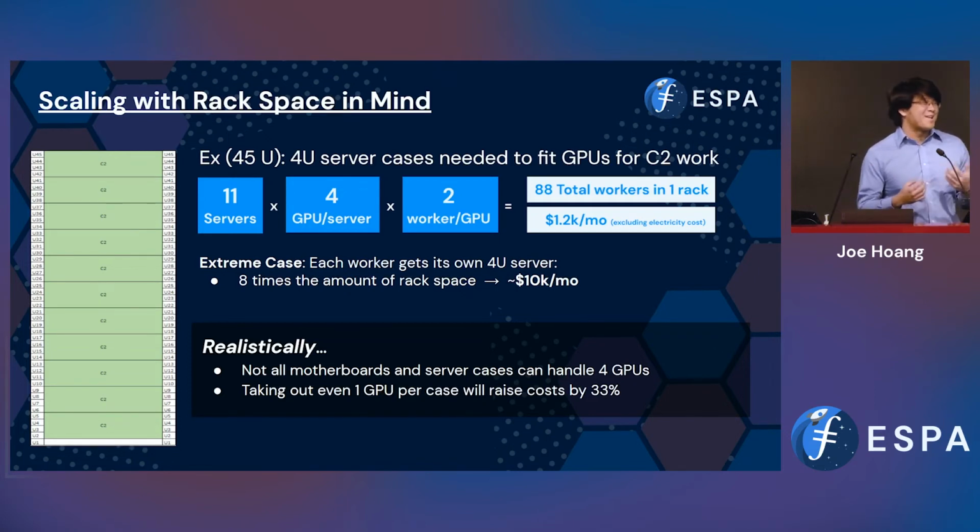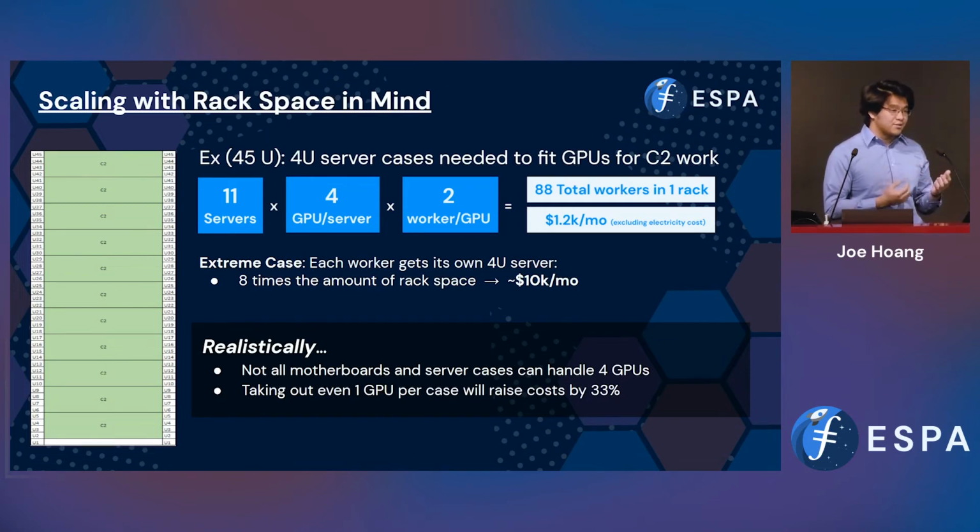Now that I've gone over that, let's go into this example that I created for why you want to condense your workers. So in this very, very simple scenario, I assumed a data center rack that can handle 45 U's. And then I also took a server that is 4U and then hypothetically fit what we usually put into our C2 servers. So if you recall, a C2 server will have 4 GPUs per server, and they'll have 2 workers per GPU, and then with 11 servers within the rack, that gives you 88 total workers in one rack. After some Googling and a lot of averaging and guessing, I made a random number of 1.2 thousand a month for a single rack at a data center.